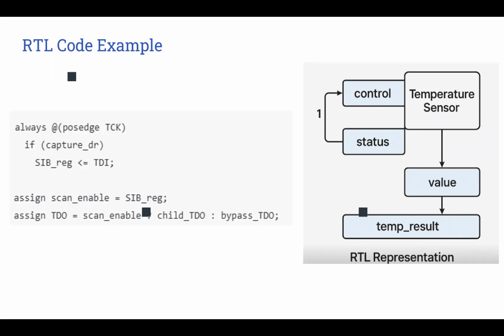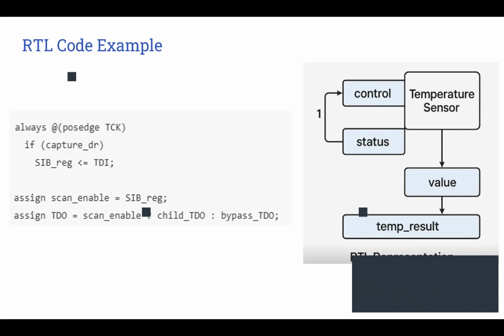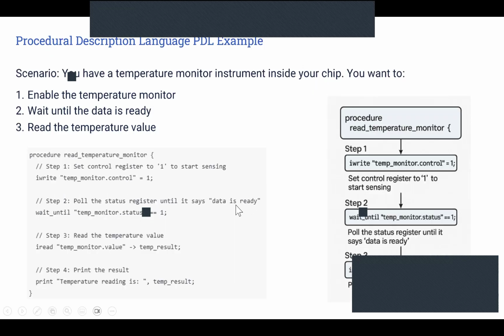Okay. The fifth line basically routes the output based on the path. This line means if scan enable is 1, then set the TDO to child TDO. And if the scan enable is 0, then set the TDO to the bypass TDO. That TDO is the test output, and the child TDO is the output from the selected segment. Bypass TDO is the output from the fast bypass path. So if SIB is enabled, we go through the instrument. If not, we skip and continue scanning.